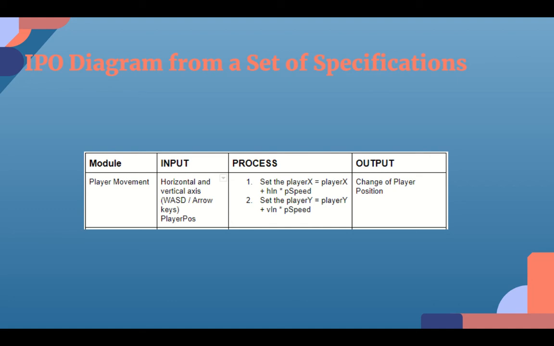An IPO diagram from a set of specifications. When you're given a set of specifications, these will generally include the inputs and outputs for what you're going to need for this problem. Once you have these, you can use them to create an IPO chart, which displays your input and output, but it also shows the process. The process is how the inputs are going to be processed before they become the outputs. And that's it.